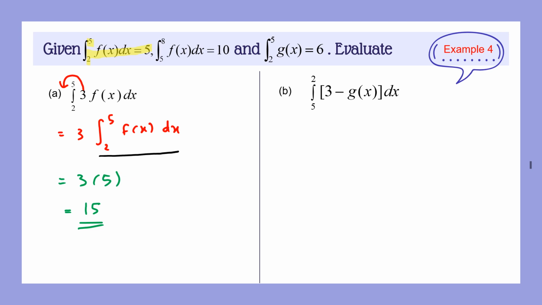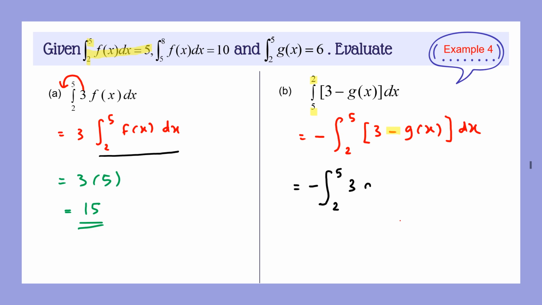Then, let's move to question B. Integrate from 5 to 2, 3 minus g(x) dx. Since the limit here is from 5 to 2, we want to change it to 2 to 5. Then, don't forget to put a negative in front. So, now we get negative, integrate from 2 to 5, 3 minus g(x) dx. After that, we want to split it since we have a minus here. So then, split it into negative integrate 2 to 5 3 dx. And then this one is negative, negative.